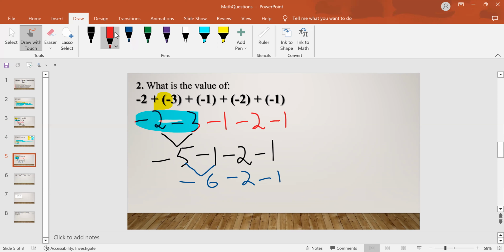That will be negative 6 minus 2 minus 1. We continue. We take negative 6 and negative 2. That will be negative 8 minus 1. Okay. Now, negative 8 minus 1 is how much? Negative 9. Therefore, this is negative 9. Okay. Let's see the third question.